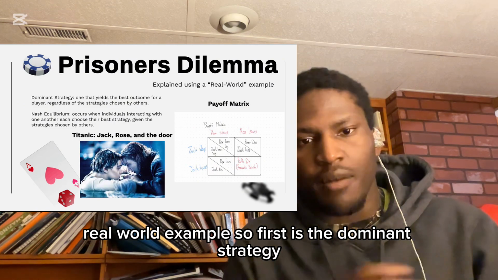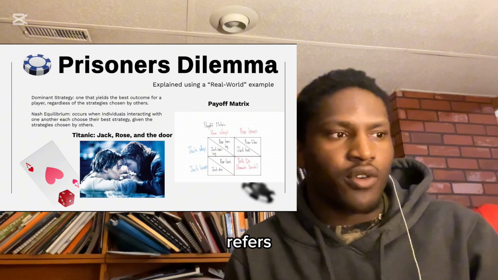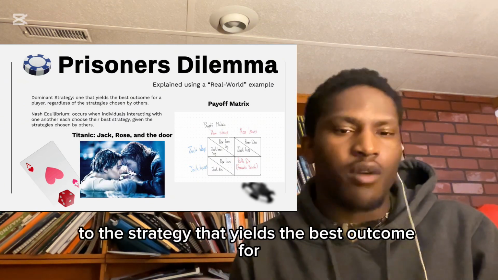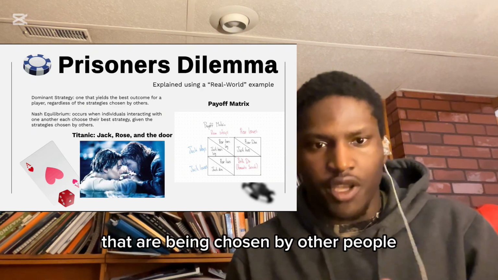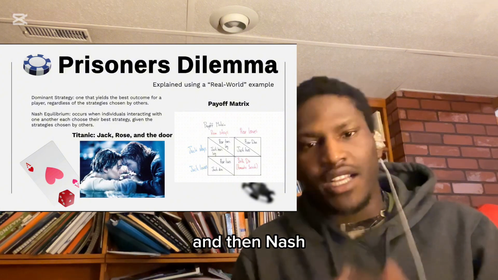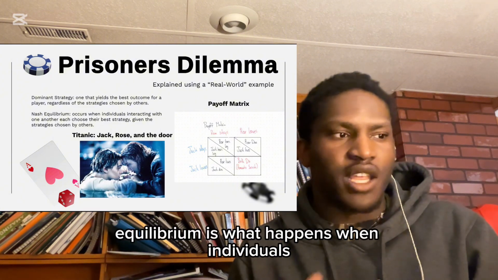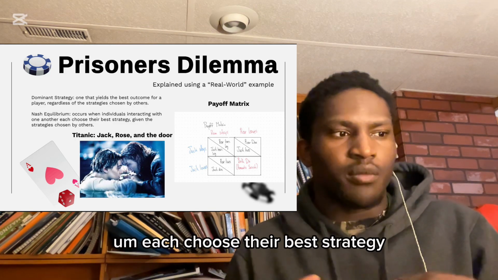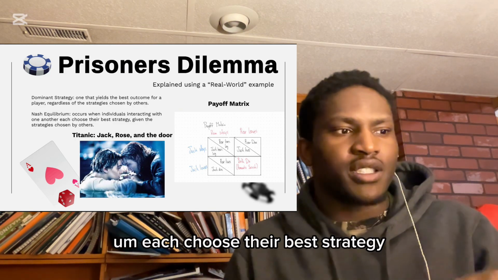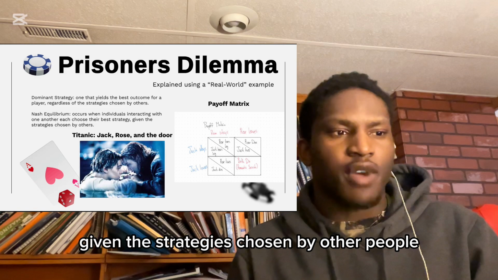So first is the dominant strategy. Dominant strategy refers to the strategy that yields the best outcome for an individual in the scenario, regardless of the strategies that are being chosen by other people. And the Nash equilibrium is what happens when individuals interacting with one another each choose their best strategy given the strategies chosen by other people.